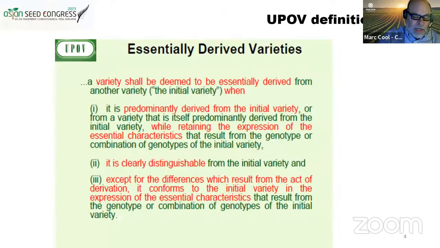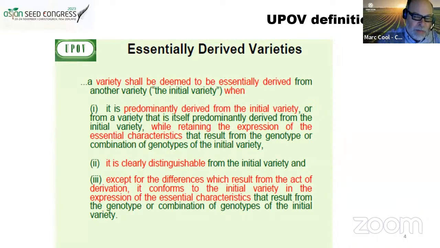I know that Dr. Han just covered some of this very well, but there are three criteria under UPOV for the definition of EDV. One is the predominant derivation itself. The other is that the EDV is clearly distinguishable or distinct from the initial variety. And number three is, except for what you did in breeding steps to create the EDV, everything else should be the same. Those are three very clear conceptual elements to an EDV definition.